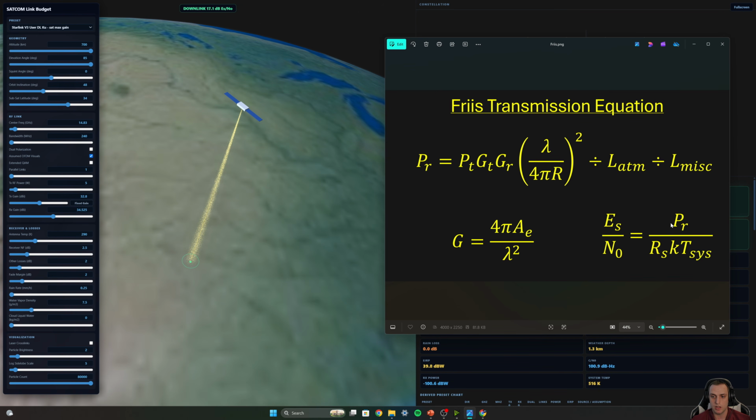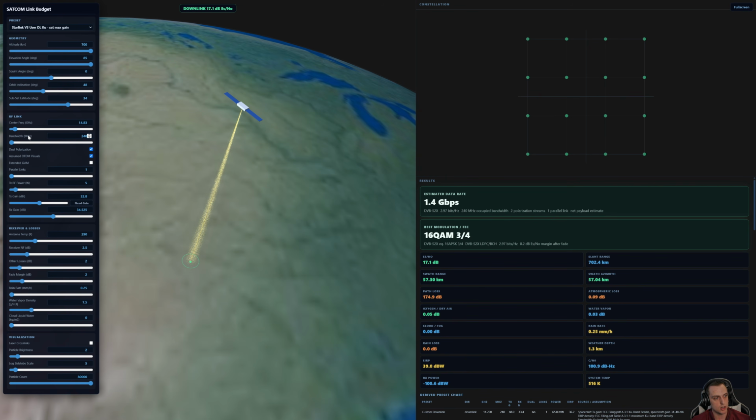So on the top of the equation, we'll have our power received, and then on the bottom, we'll have our thermal noise density, which is the Boltzmann constant times the system temperature. Here you see we have the symbol rate, and that's because we were calculating the signal to noise ratio per symbol. The symbol rate will be equivalent to our occupied bandwidth.